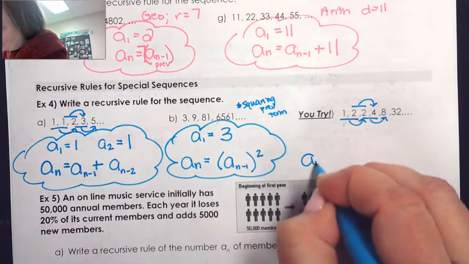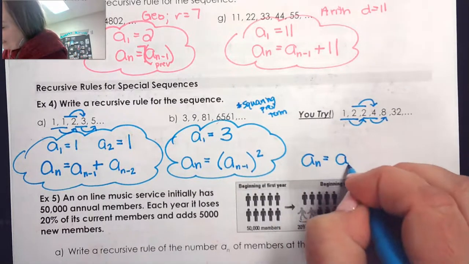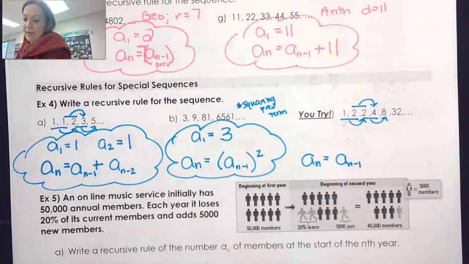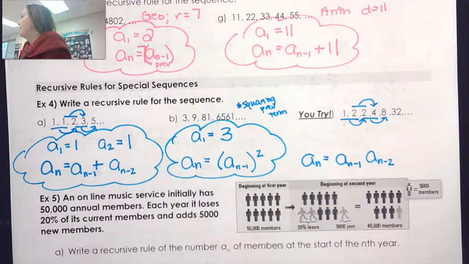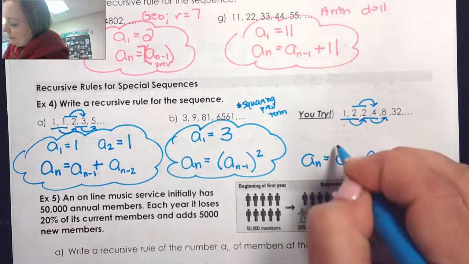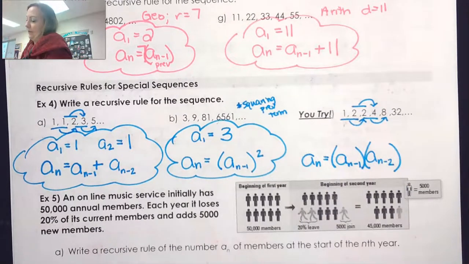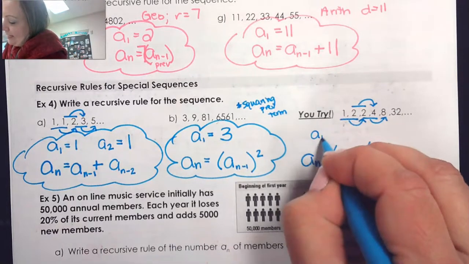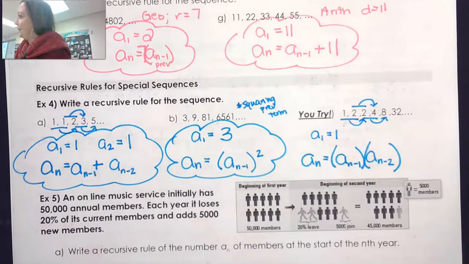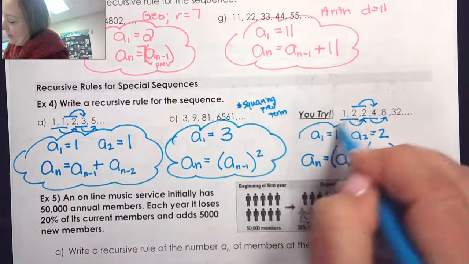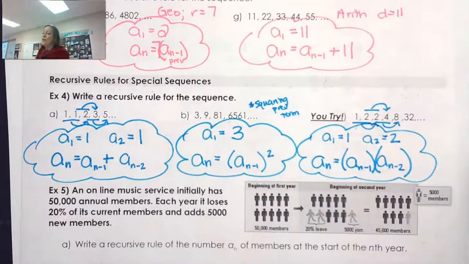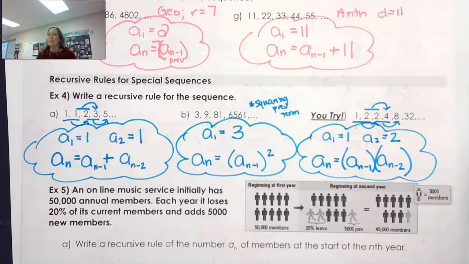So for my rule, I'm going to have to take not just the previous term, but also the term before that. And what am I doing to those two things? Multiplying them together. So what else do I need to define for this? That a sub 1, is that enough? We need a sub 2. Awesome. Okay. So those are not arithmetic or geometric, but we could still write a pattern with them, right?